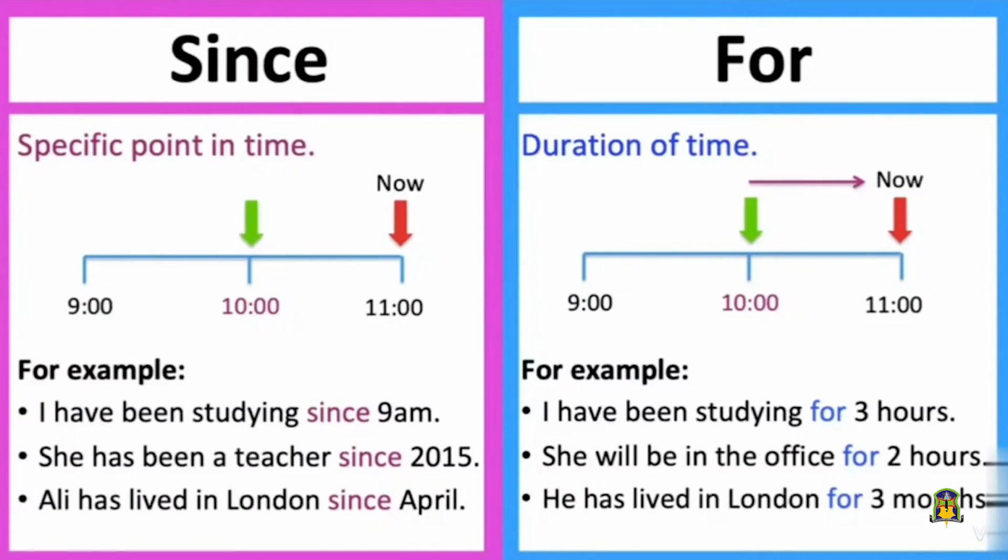Other examples we can see, I have been studying for 3 hours. So see here 3 hours, it shows the duration of time. She will be in the office for 2 hours. He has lived in London for 3 months. This all shows duration of time. So this is the difference between since and for.